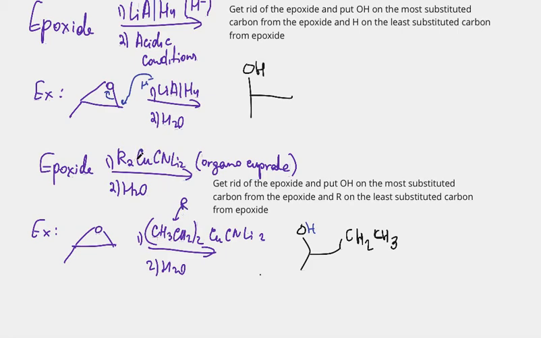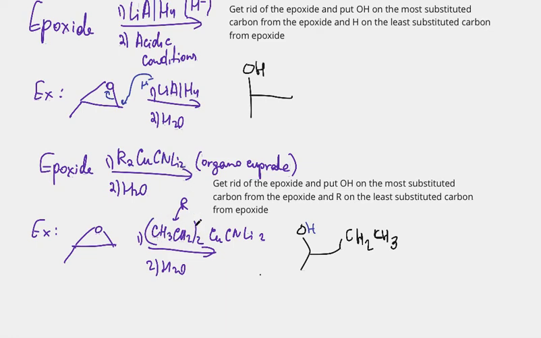So the third one is organocuprate, and these are not the only bases that could react with an epoxide, by the way. There are so many different bases that can react with an epoxide, just like acids. So many different acids could react with an epoxide as well. So in organocuprate, this is my R group. The organocuprate reagent looks like this. You have 2 R, CuCN, Li2.